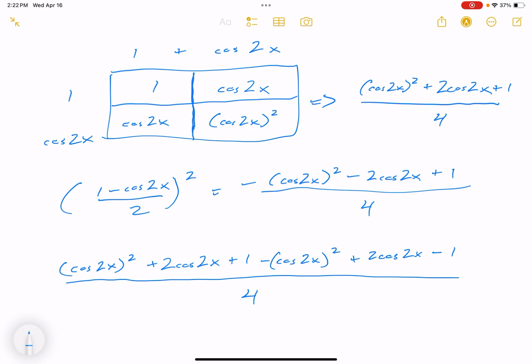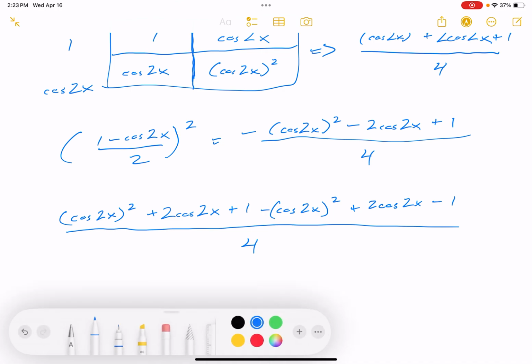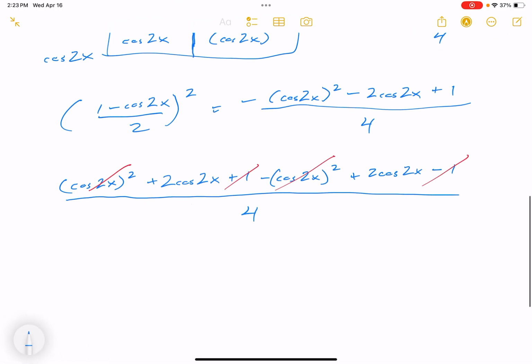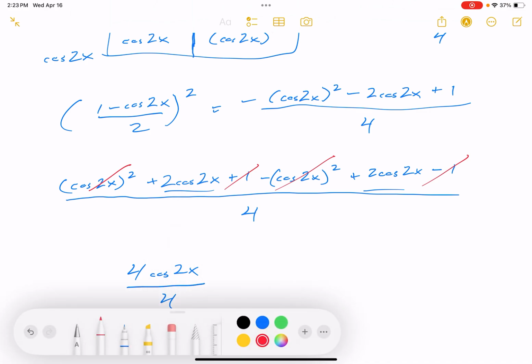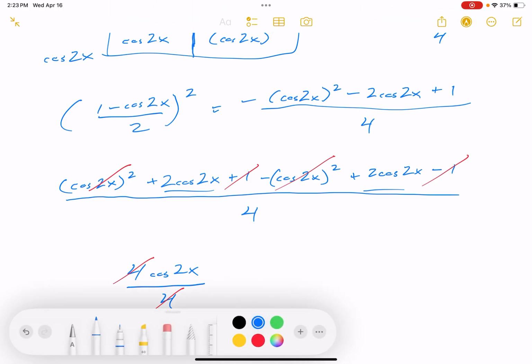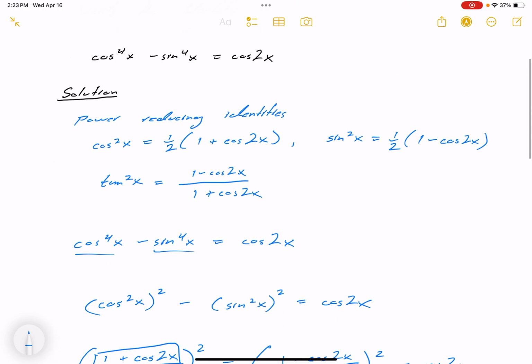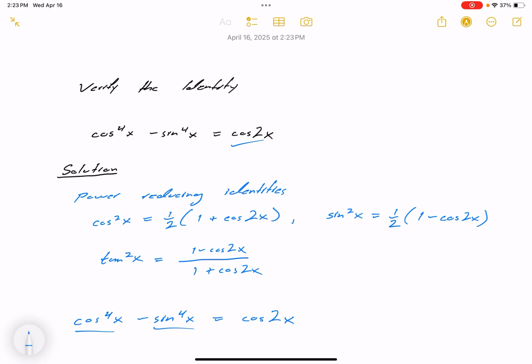Okay, so now that we have that, now we can go ahead and do our canceling. So let's go ahead and do red. This will cancel out with this, and the negative one will cancel out with the positive one. So now we're left with 2 of these, and just add them together. You're going to get 4 cosine 2x over 4, and look at that. I'm going to cancel these out. You're going to get cosine 2x, and does that not equal this? So yeah, this thing is verified.